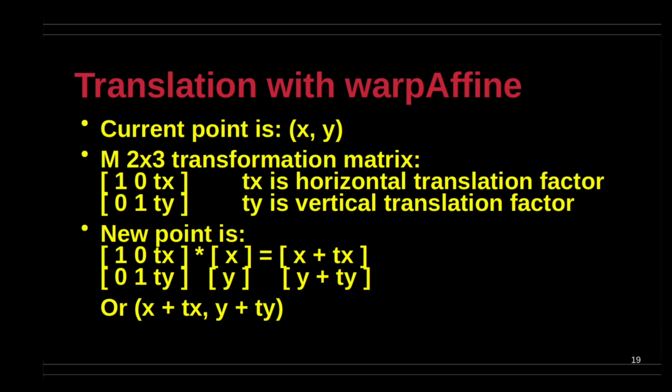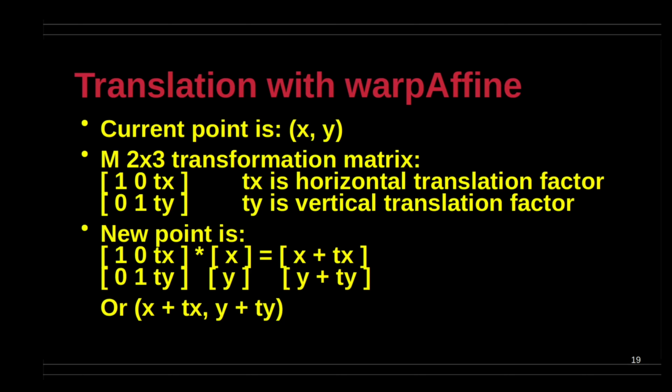The affine transformation matrix is a 2 by 3 matrix labeled as M in the slide. The new point is calculated by multiplying the affine transformation matrix with the homogeneous coordinates of each pixel in the image. The result of the multiplication gives the new coordinates of the pixel in the transformed image.